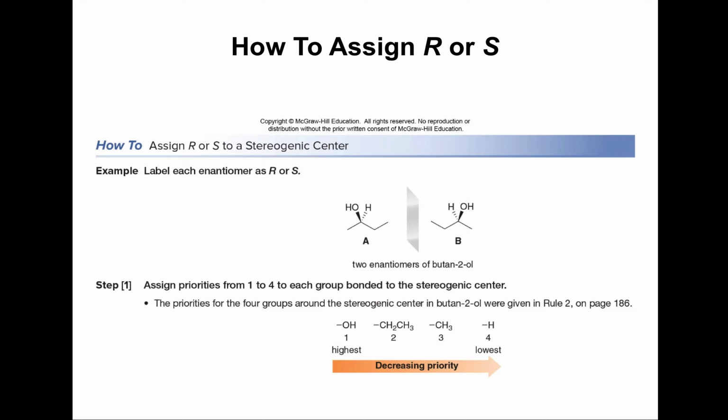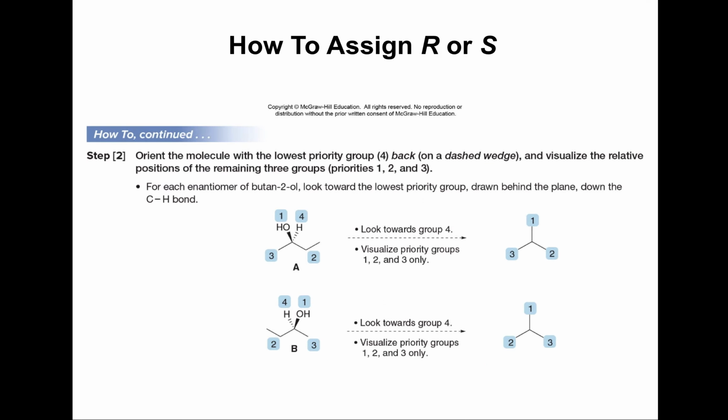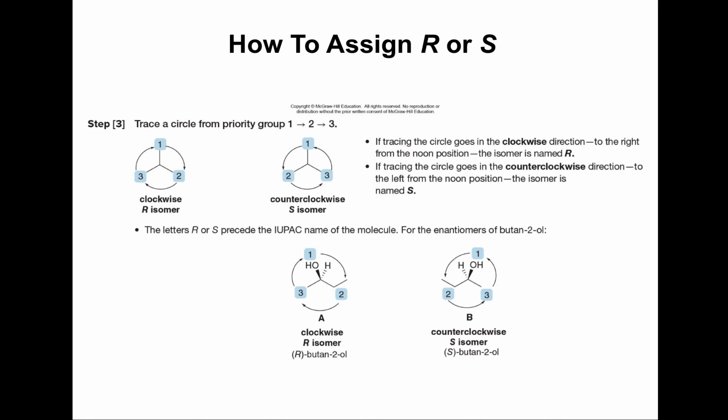Now, let's label these 2 enantiomers as R and S. First, assign the priorities to the groups based on their atomic number. In this case, O will be the highest and H will be the lowest. With the lowest priority group pointing away from you, look only at positions 1, 2, and 3. Then, trace a circle that goes from 1 to 2 to 3.